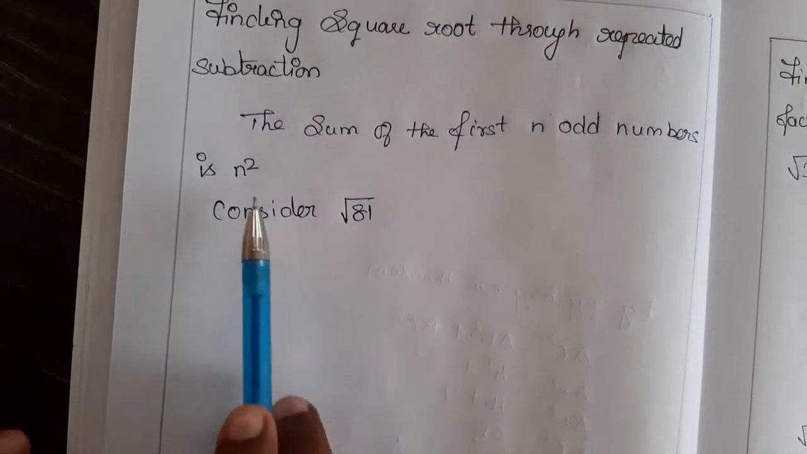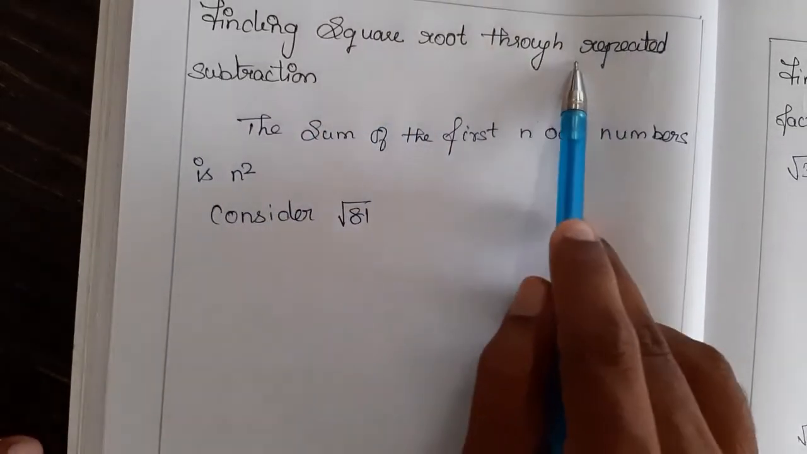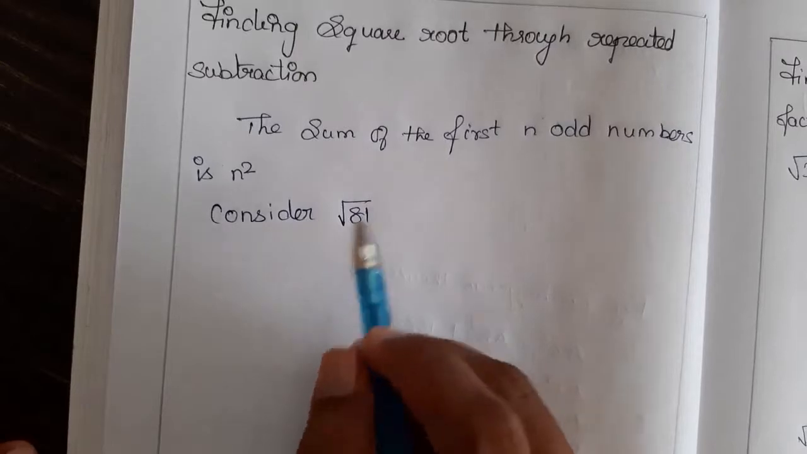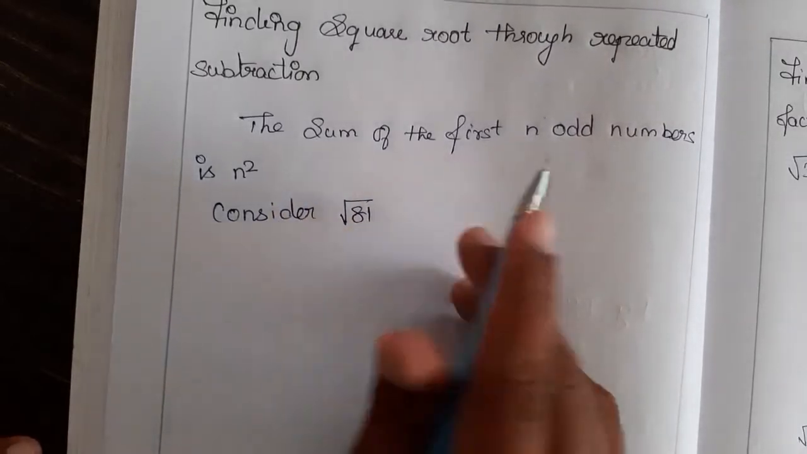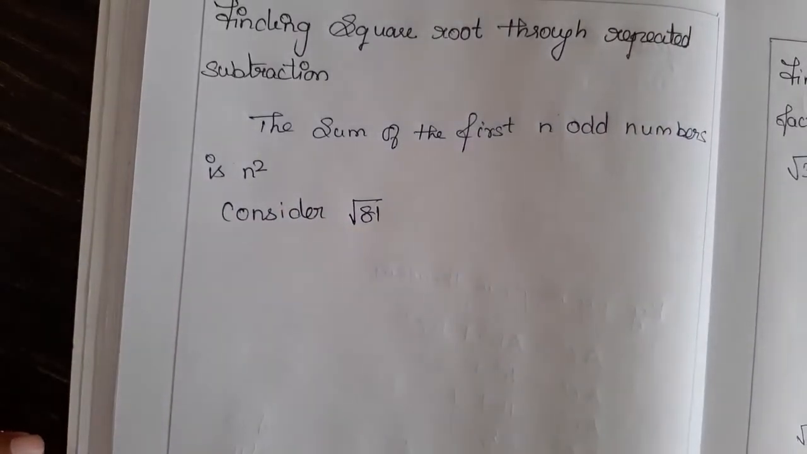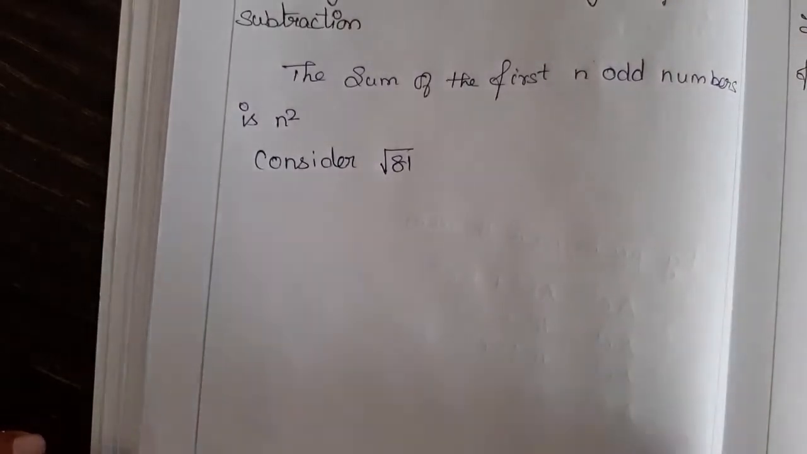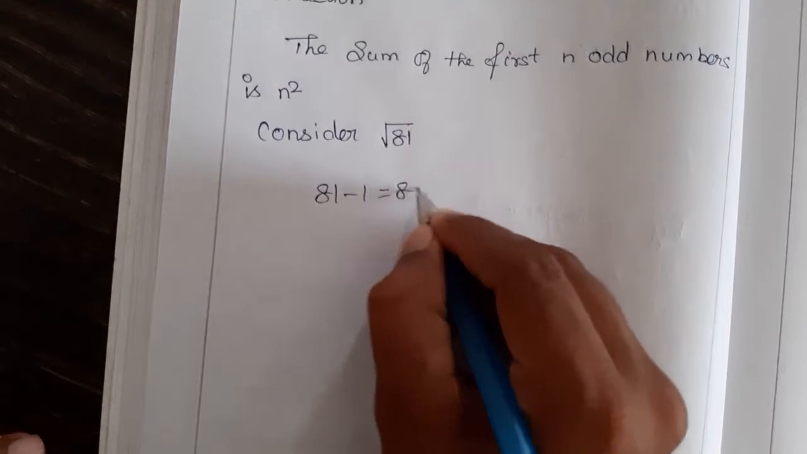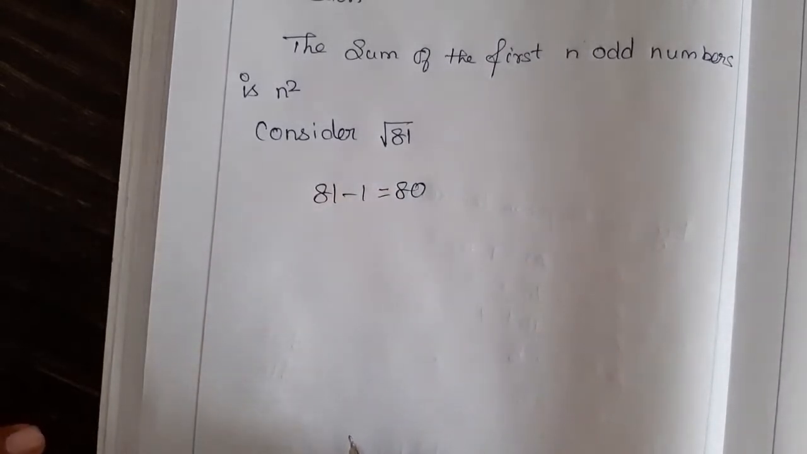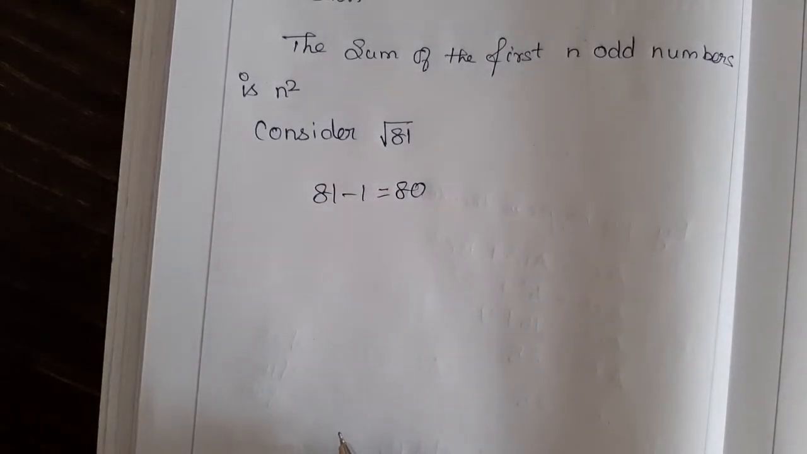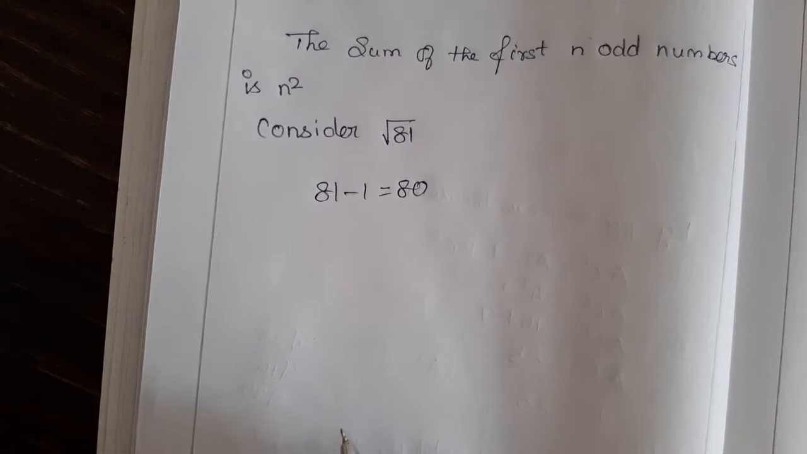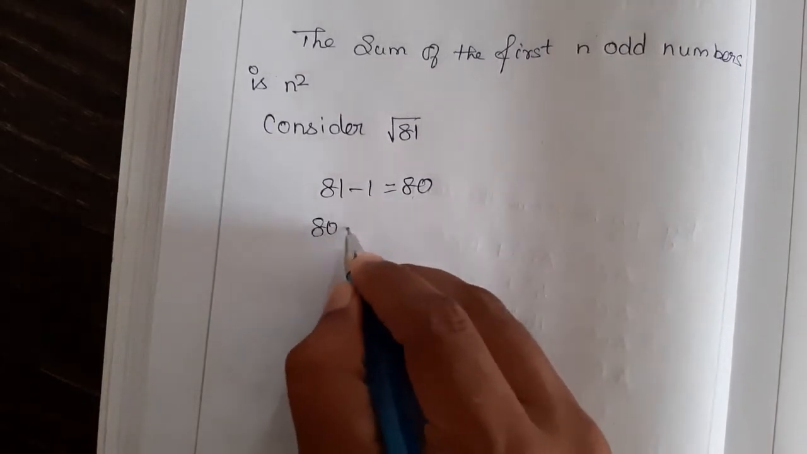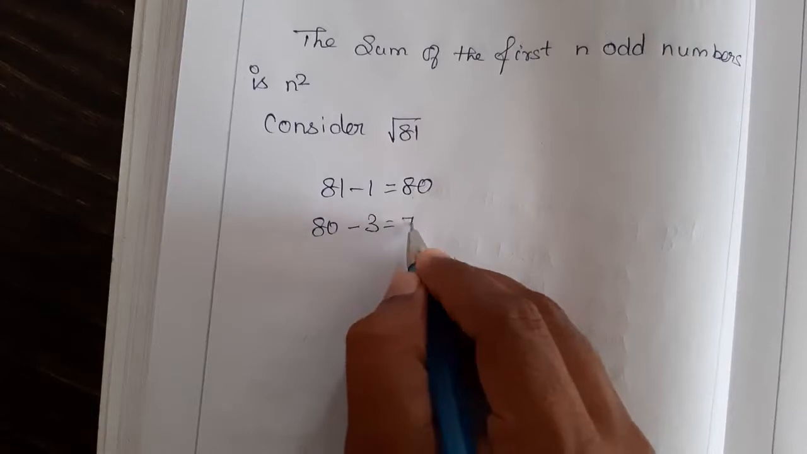The same here for the square root, we can have a repeated subtraction using only the odd numbers. You can use the same odd numbers that we have added. Here we are going to subtract. So we can see that 81 minus 1 is equal to 80. We can subtract the odd numbers until we get 0. So now we subtract, 80 minus the next odd number, 3, is 77.